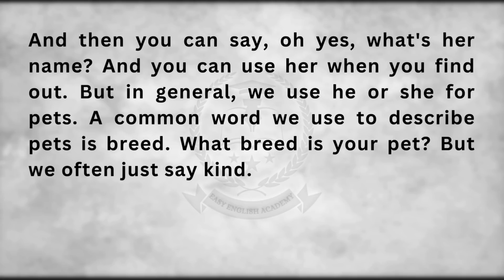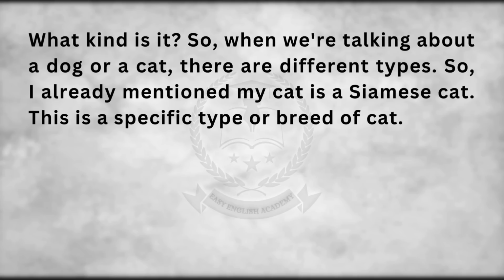And then you can say, oh yes, what's her name? And you can use her when you find out. But in general, we use he or she for pets. A common word we use to describe pets is breed. What breed is your pet? But we often just say kind. What kind is it? So, when we're talking about a dog or a cat, there are different types.